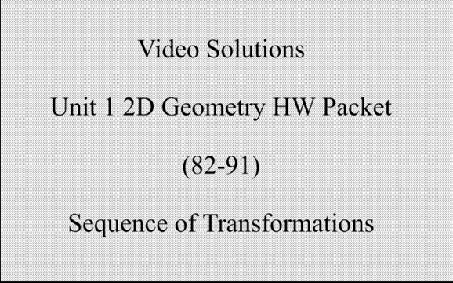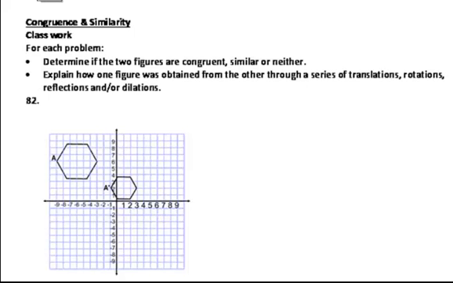Video solutions for Unit 1, two-dimensional geometry homework packet 82 through 91. So we're working on a sequence of transformations. For each problem, determine if the two figures are congruent, similar, neither, and then explain how one figure was derived or creates the other.